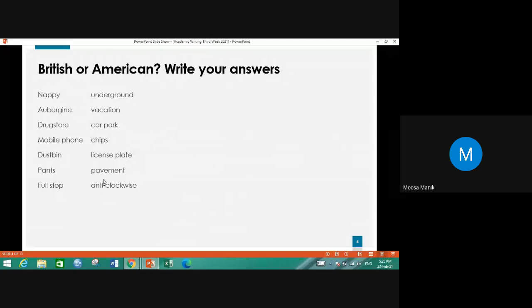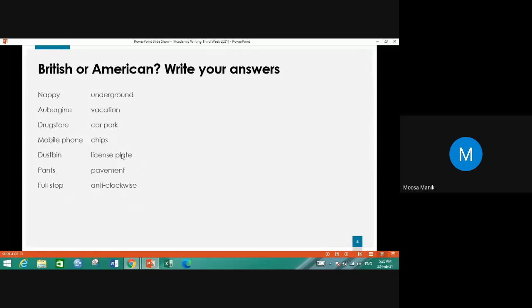Pavement. British. And American is sidewalk. Sidewalk. Yeah. Anti-clockwise. British. Anti-clockwise is British. And what about American? Counterclockwise. Yes, exactly. Very good, people.